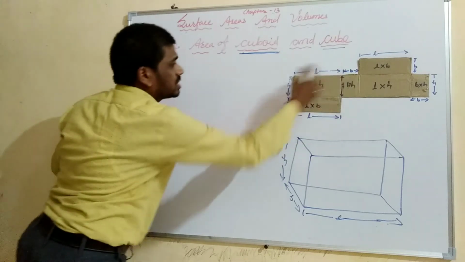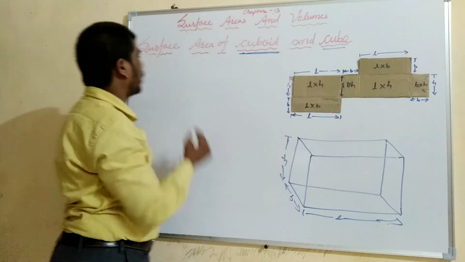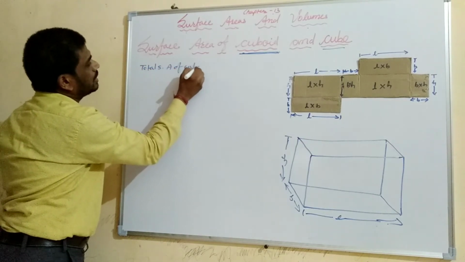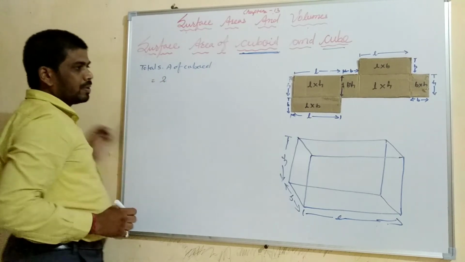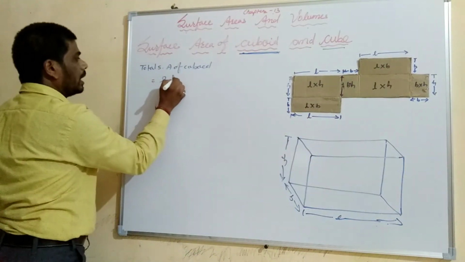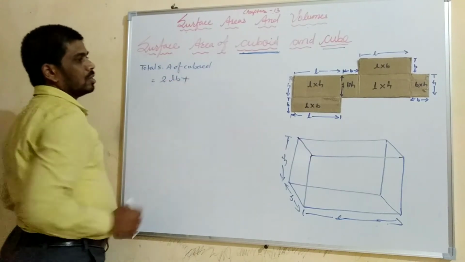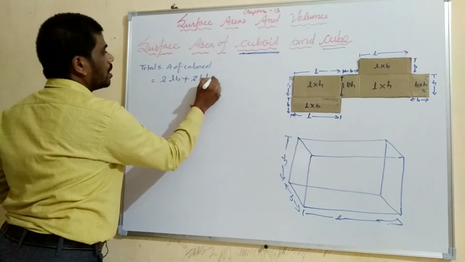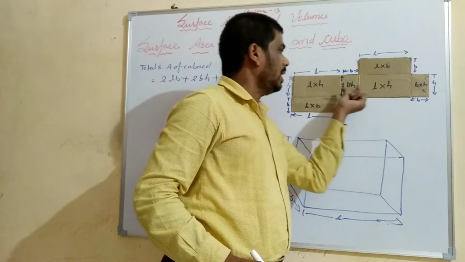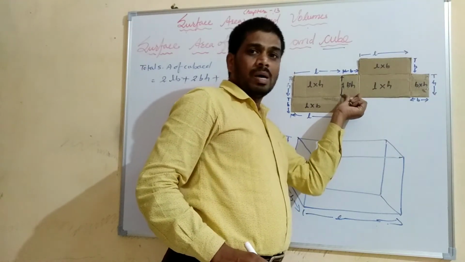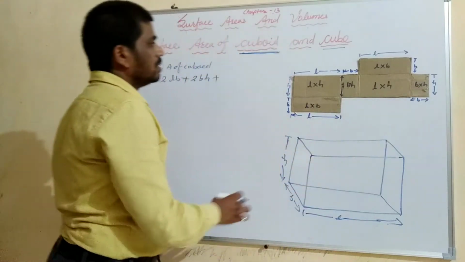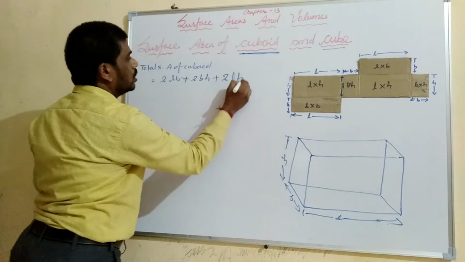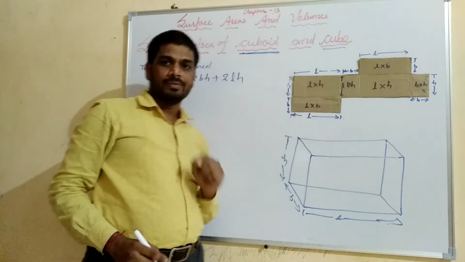If you take the sum of these, that will be the total surface area of a cuboid. So the total surface area of a cuboid will be twice L into B, plus twice B into H, because two faces are there with area B into H. Then the third face is L into H, so 2 times L into H. This will be the total surface area of a cuboid.